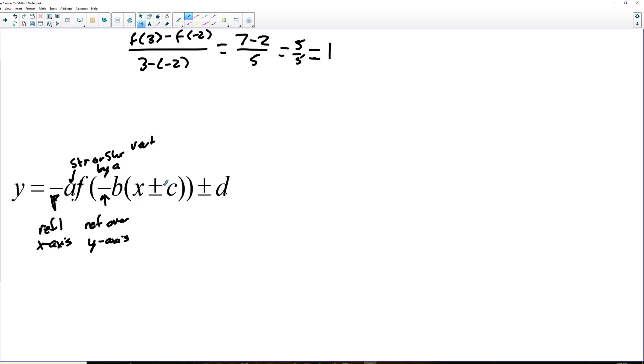And then we have plus or minus c. That would actually be left or right, so left being the plus, right being the minus. And then plus or minus d is either up or down. Looks like I skipped one. This b right there, that is a stretch or a shrink horizontally by 1 over b. So you've got to do the reciprocal for that one.